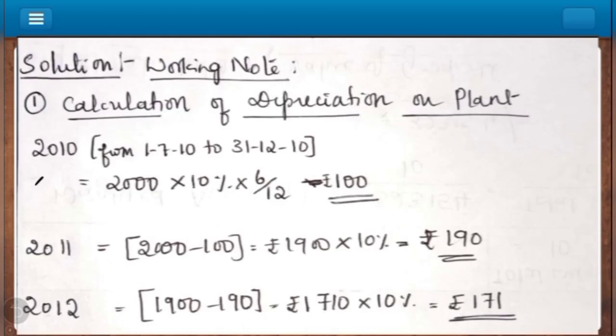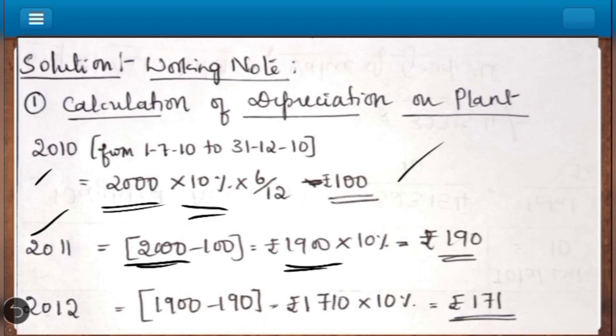For the first year, that is 2010, it is specifically given that the routine repair was incurred on 1/7/2010. So you have to charge the depreciation only from July to December, only for 6 months. The amount of repair was 2000 into 10% into 6/12. The depreciation comes to rupees 100. Then when you are calculating for the year 2011, it should be on the diminished balance. 2000 rupees routine expenses minus 100 comes to 1900, on that for the full year, January to December, 10% you have to charge, which comes to 190. Then in the year 2012, 1900 minus 190, which comes to 1710, into 10%, which comes to 171.